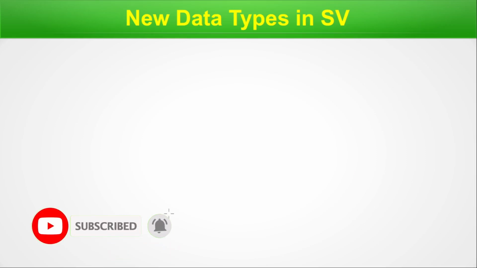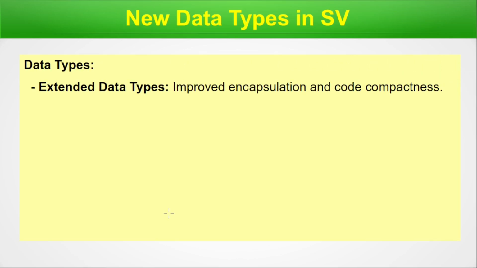New data types in SystemVerilog. First of all, extended data types. And these data types help for encapsulation and code compactness. New types were added to make the code more organized and easier to write by grouping multiple data together, because this will help in verification. Later when we go for the verification, you can understand this. But from language perspective, you can see that there are a lot of extended data types which were not present in Verilog, now are present in SystemVerilog.